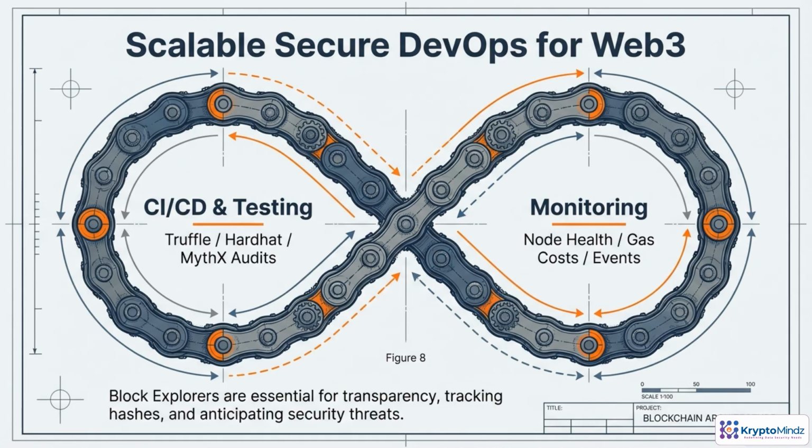On the other side is continuous monitoring. Track node health, block times, gas costs, and unusual events in real time. Finally, treat block explorers as operational tools. Use them to trace transactions, verify hashes, and spot suspicious behavior before it becomes an incident.